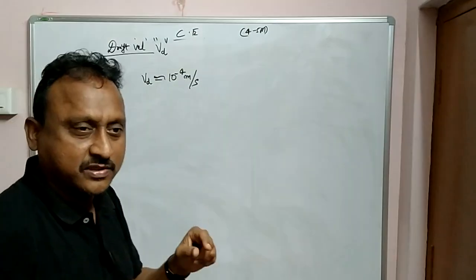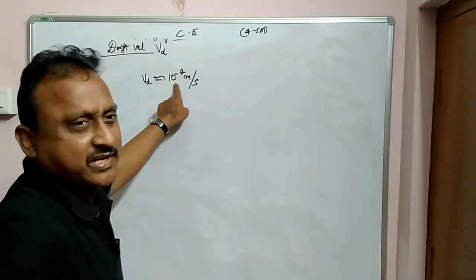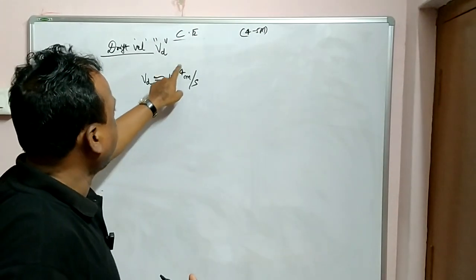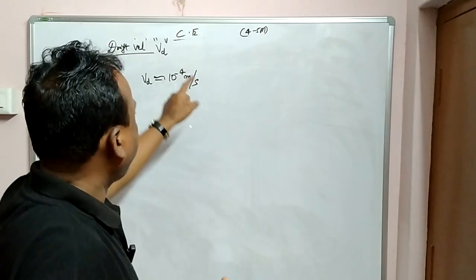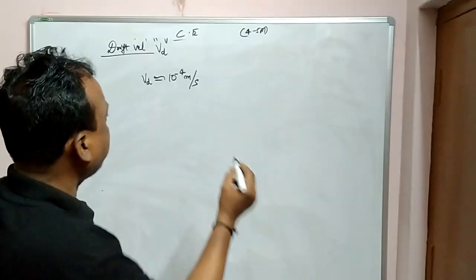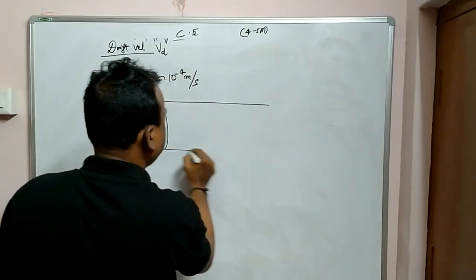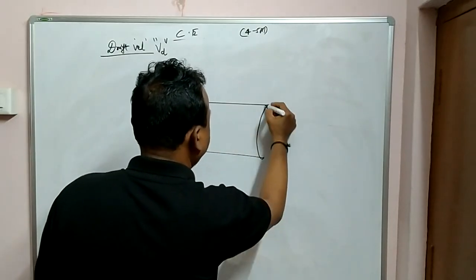Because of the collisions, the drift velocity is slow, almost a fraction of a millimeter, nearly 10 to the power of minus 4 meters per second. This is the drift velocity. Now we will try to find an equation for drift velocity.